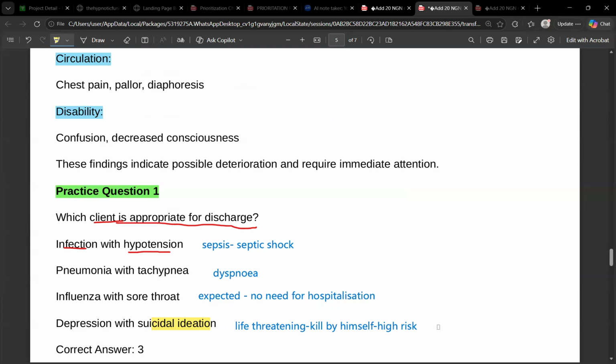Okay, that means here the patient's safety is affected, so it needs to be managed. Understood here? Which one? Yes. Here circulation. Here breathing.